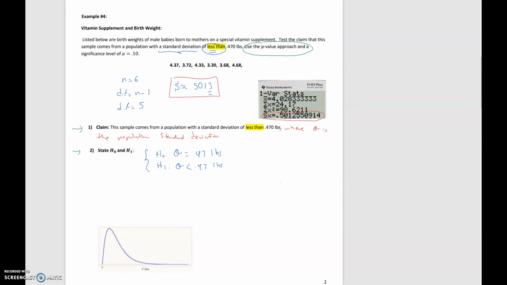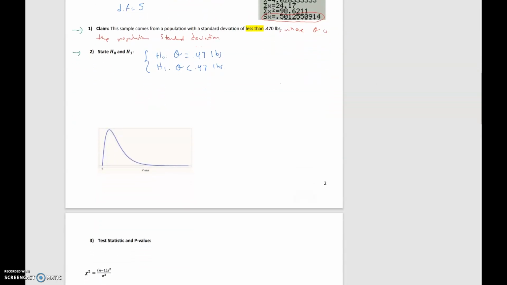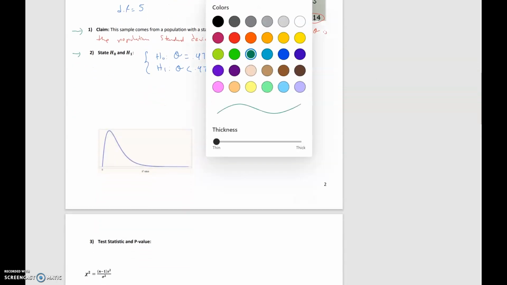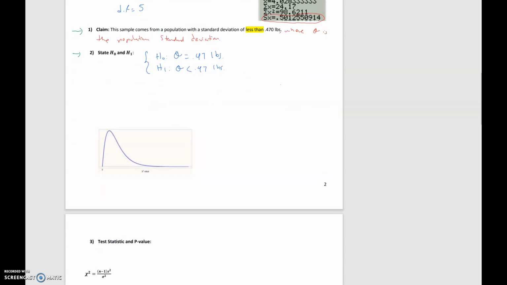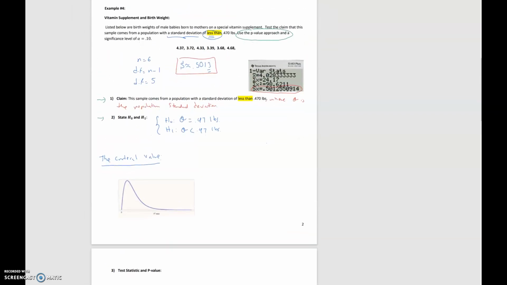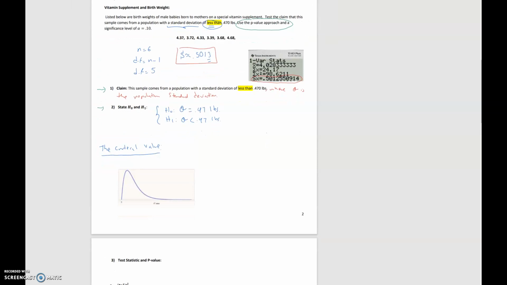Now, for this particular problem, I want to do the critical value, but it's technically just so that we have it and we look at a little bit more practice. So let me do the critical value here. Once again, the critical value is not needed for the p-value approach. And in this case, we're looking at degrees of freedom to be 5. Our value of alpha is equal to 0.10. So therefore, C is equal to 0.90.